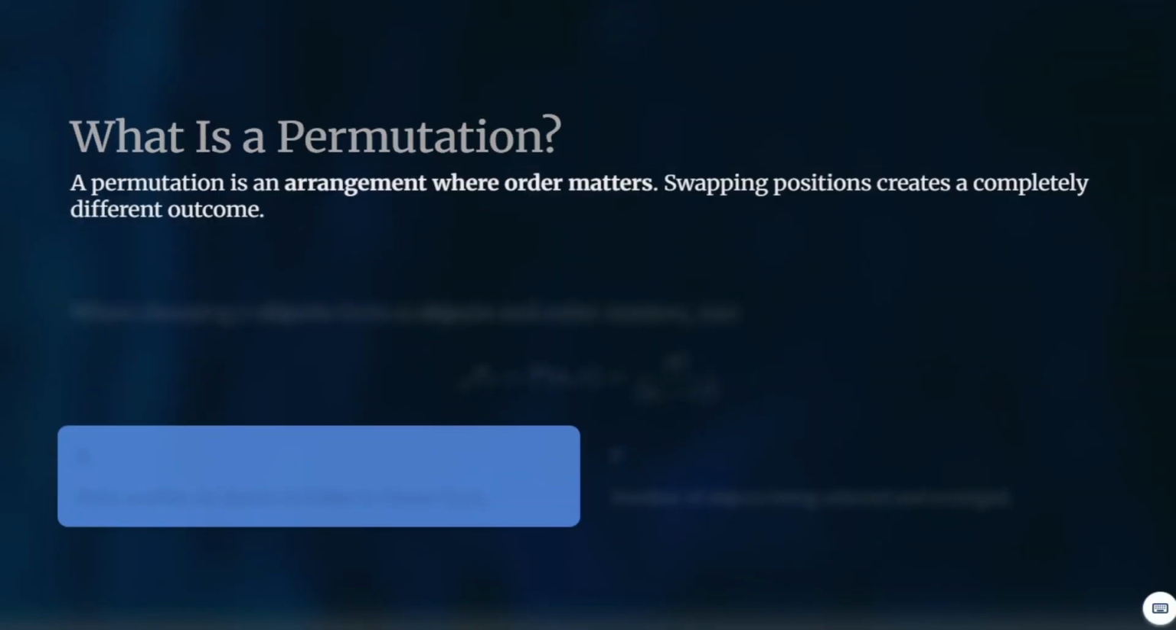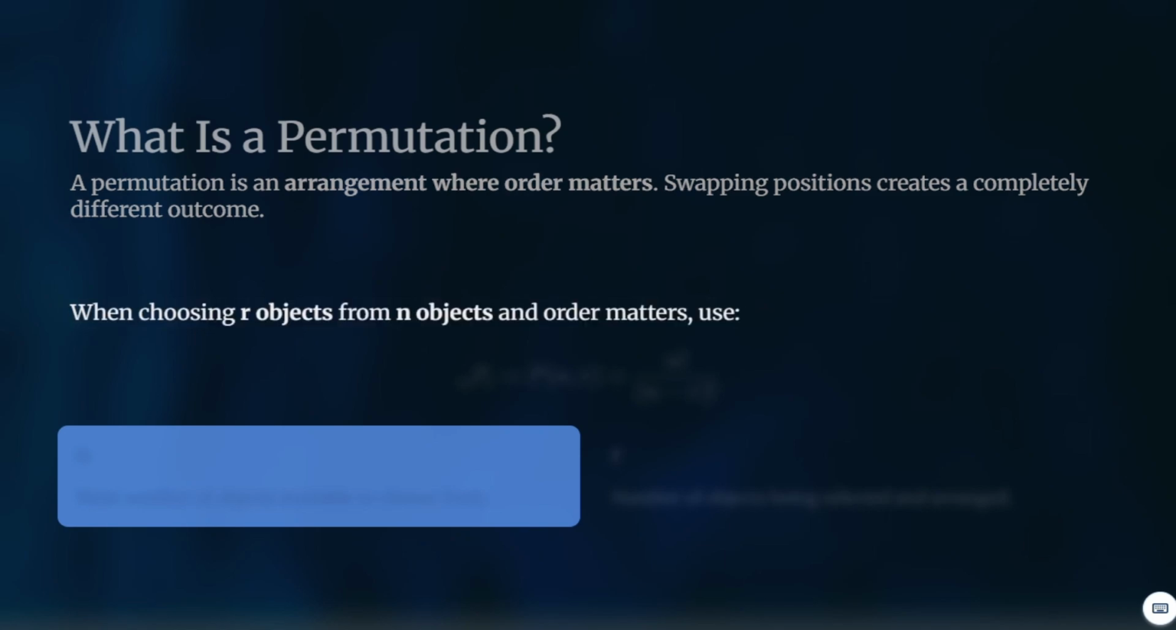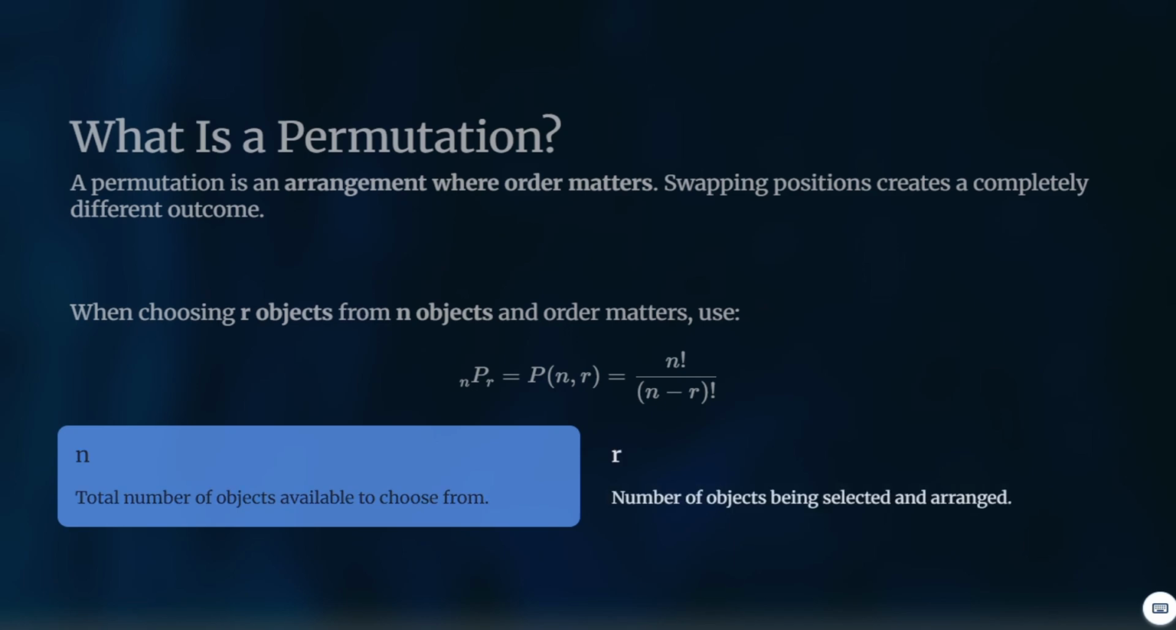A permutation is an arrangement where order matters. Swapping positions creates a completely different outcome. When choosing R objects from N objects and order matters, use this formula. N permute R, or N pick R, equals N factorial over N minus R factorial, where N is the total number of objects available to choose from, and R is the number of objects being selected and arranged.